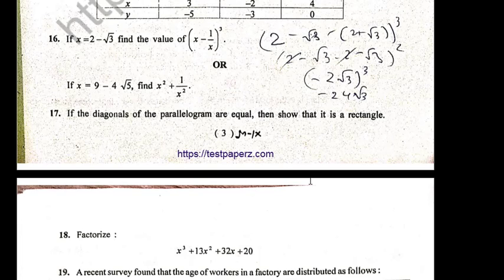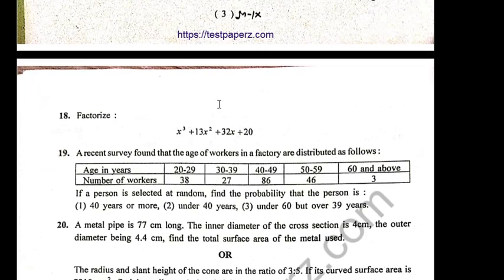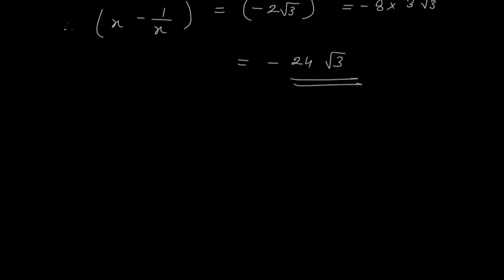Now in option they have given one more problem. If x is 9 minus 4 root 5, then find x square plus 1 upon x square. x is 9 minus 4 root 5. We have to find x square plus 1 upon x square.